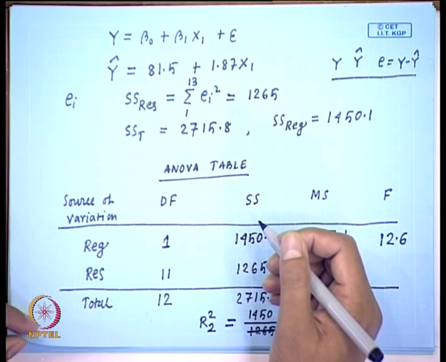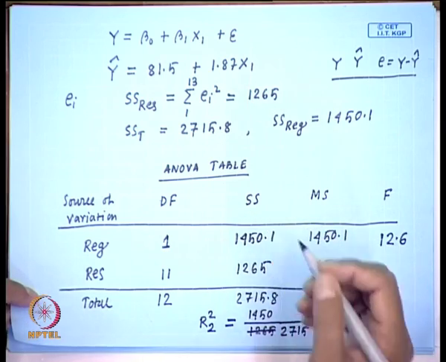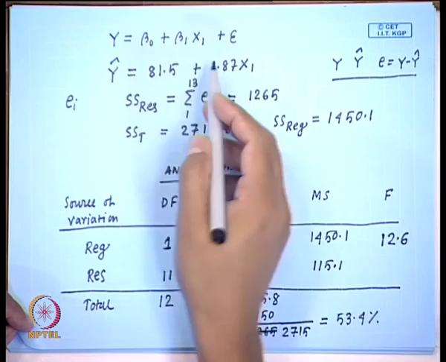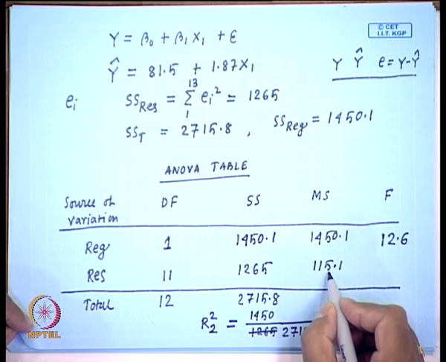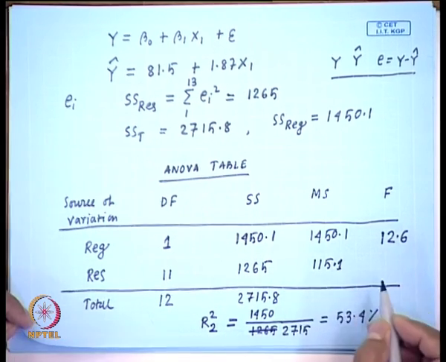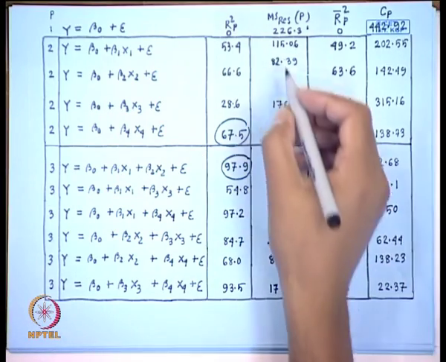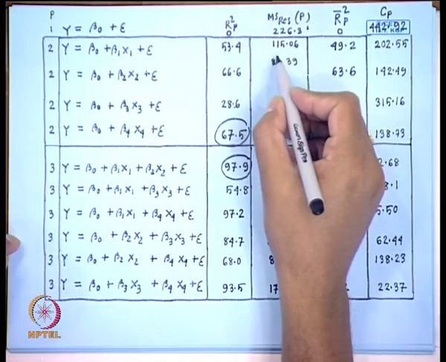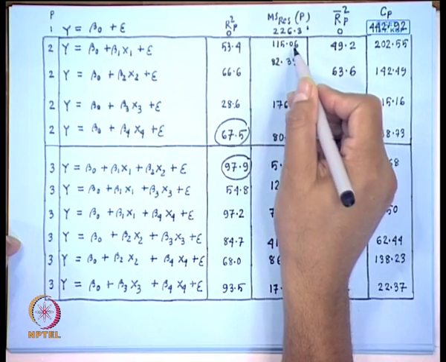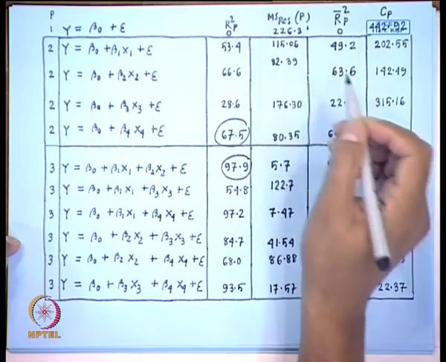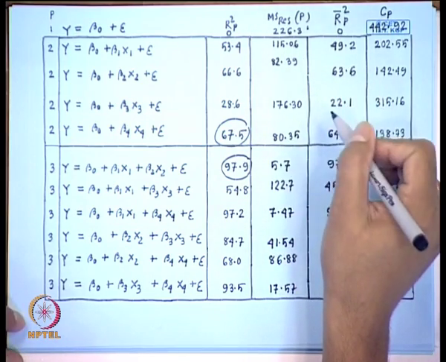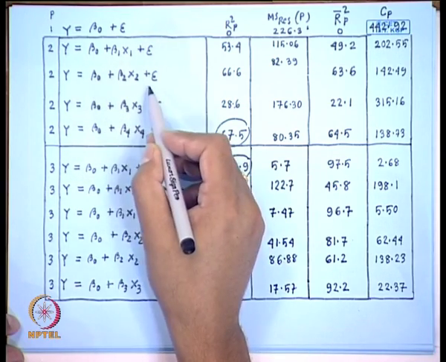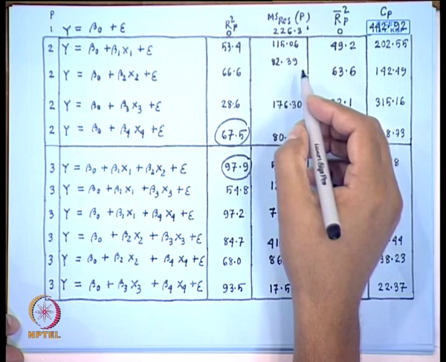Well, now what is the MS residual here? The MS residual for this model is 115.1. So, that is mentioned here. The MS residual for this model is 115.06 more precisely. And similarly, you fit the second model, you get the ANOVA table, you find out the MS residual value.